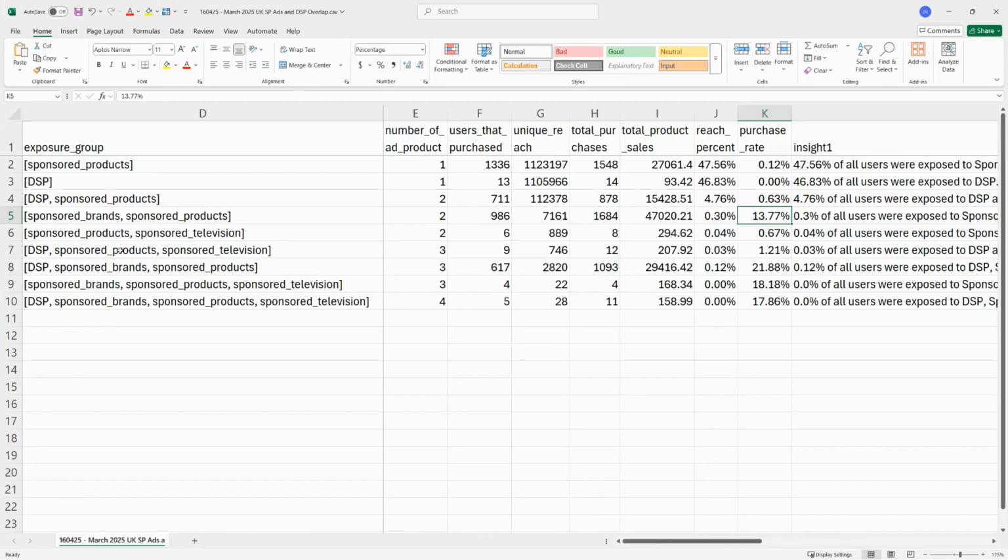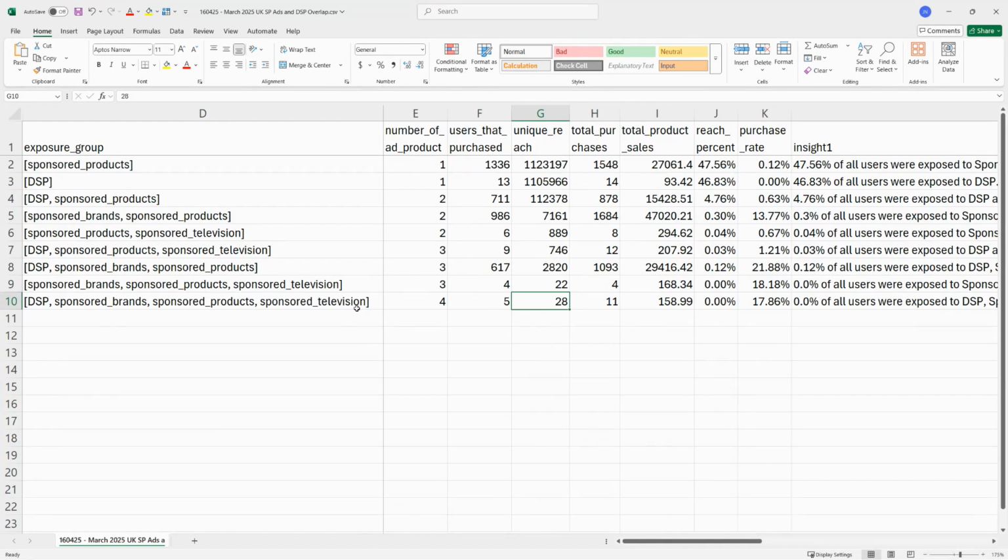Then next up is DSP, sponsored products, sponsored television. And you can see that the reach that we have with sponsored TV didn't have any significant impact. Yes, purchase rate is still better than just using sponsored products and DSP, but it was quite a small reach compared to how much we spent on sponsored TV. DSP, sponsored brands and sponsored products: this may be the biggest impact that we had, and the biggest purchase rate. When you compare that, for example, to the number of ad products at the bottom, four ad products, so DSP, sponsored brands, sponsored products, and sponsored TV, the purchase rate was really high, but look at the unique reach. Only 28 people actually saw all four campaign types.